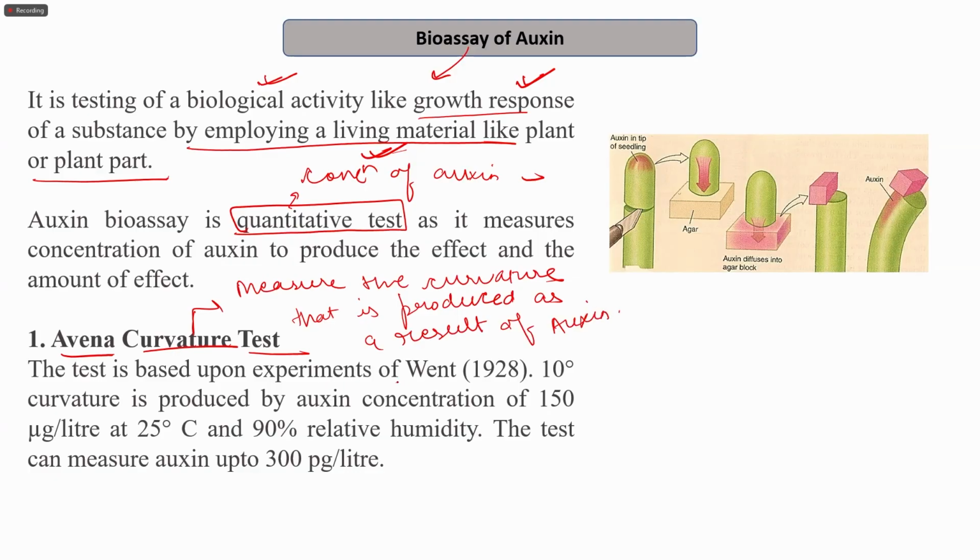So this experiment is based upon the experiments of Went in 1928. 10-degree curvature is produced by auxin concentration. So we have created a standard where it has been shown that 10-degree curvature is produced by auxin concentration of 150 micrograms per liter at 25 degrees centigrade and 90% relative humidity. The test can measure auxin up to 300 picogram per liter. So we have a standard curve for that. Standard curve, which is known as the shadow graph. We have a shadow graph, which is the standard curve.